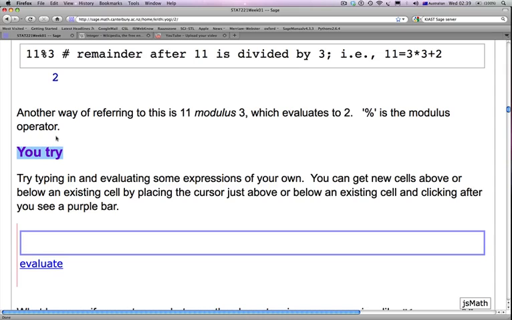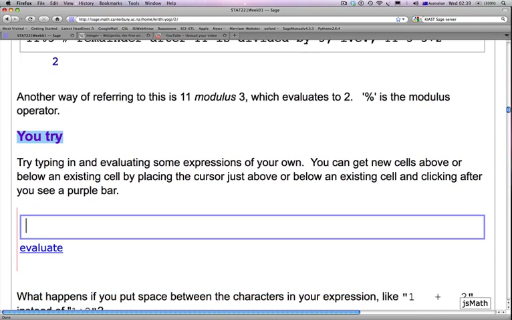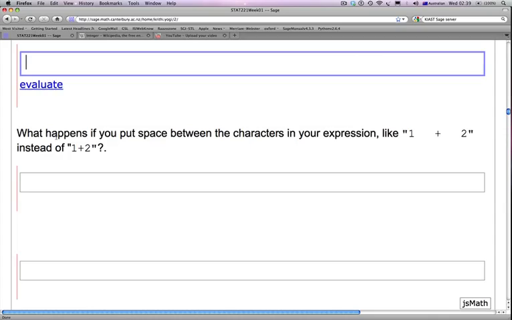This is a good time to pause the video and go through the U tries. Here is a U try. It tells you what to do. So you want to try typing in and evaluating some expressions of your own. Take a break, pause the video, and come back to it when you're finished with the U tries. Okay.